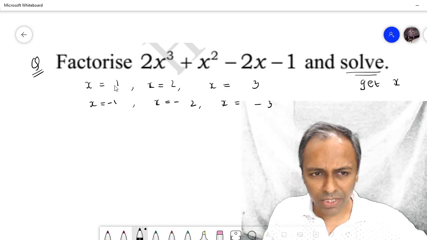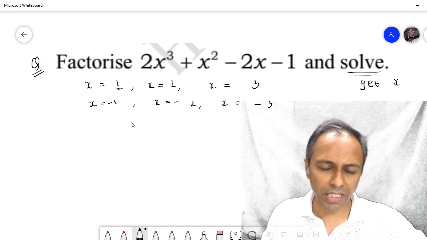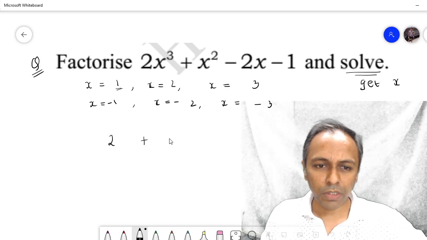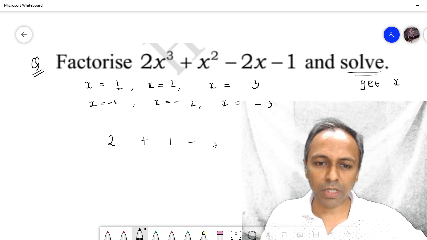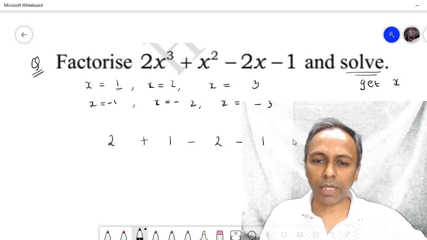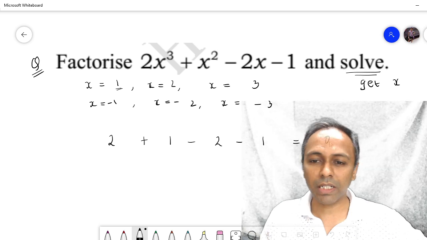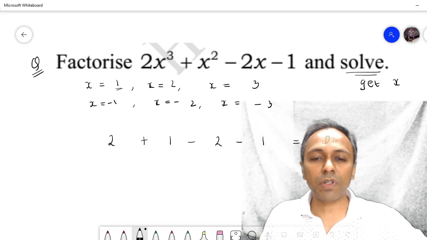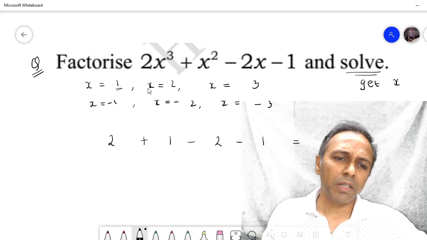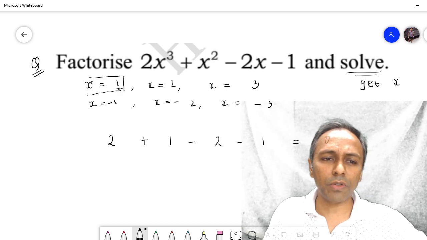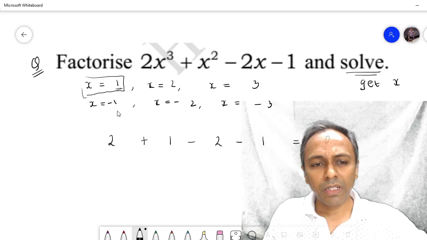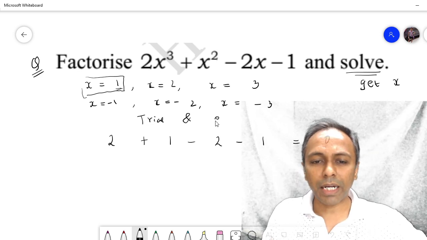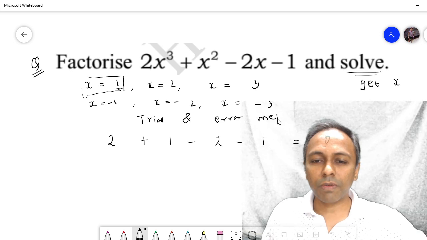So this is our rough work. Let's try to input 1 in this question. Let's see what happens. Come on, substitute x as 1. So 2 into 1 cube is 2 plus x square, 1 square is 1, minus 2 into 1, minus 1 is equal to how much is coming? Arey, it is 0 coming. Perfect. So we don't need to go to any other values and check for 0. Maybe they could have given it, but because the first value itself has given you 0, we are happy with it. This process is called trial and error method.